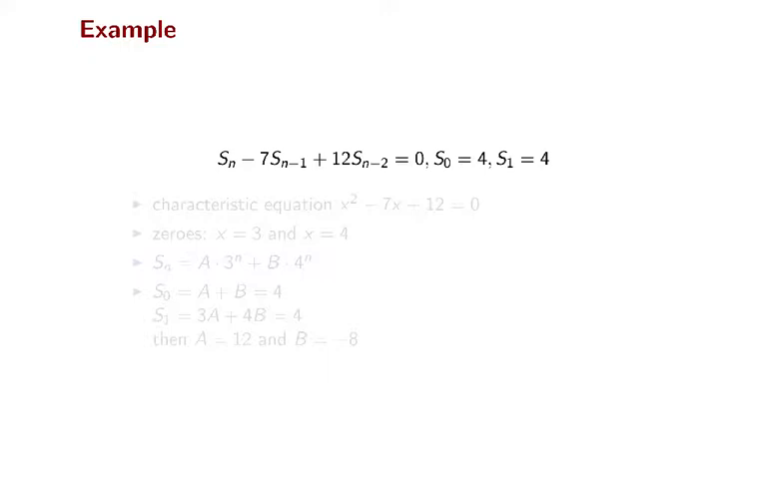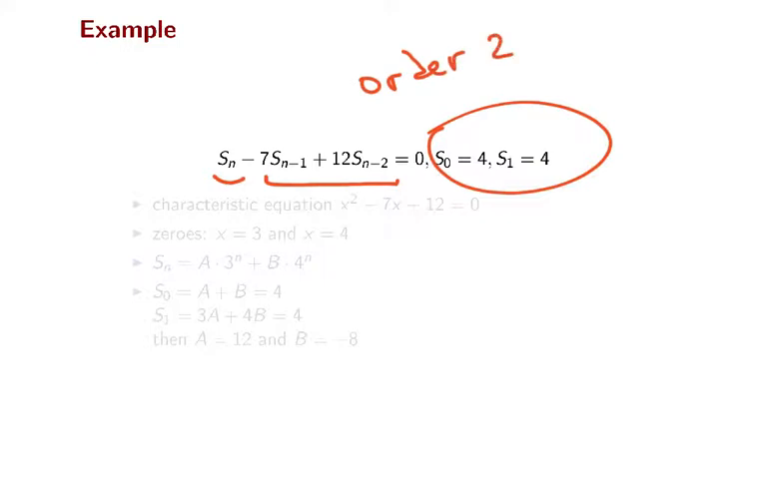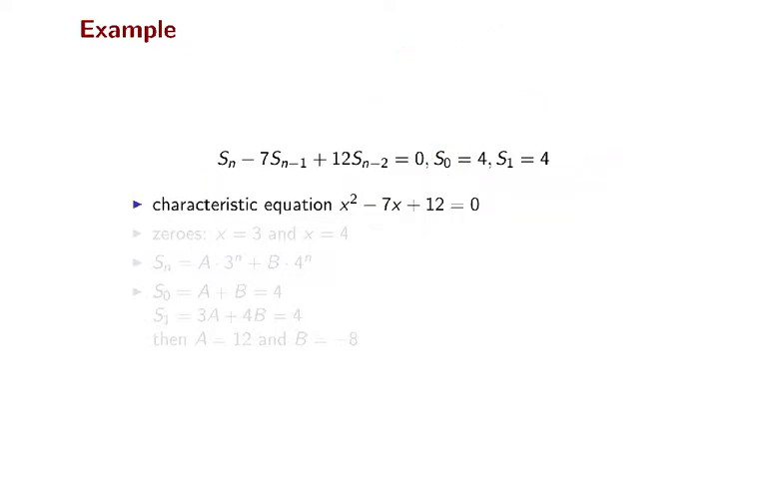Observe that this relation is of order 2, right? Either by looking that Sn is given in terms of the two previous terms, or just by checking that the number of initial conditions is 2. So we know that the order of this relation is 2, which means that the characteristic equation is going to be a polynomial of degree 2. So the first step is to find the characteristic equation. In this case, as we know that this relation is of order 2, we are going to substitute this one by x squared, right?